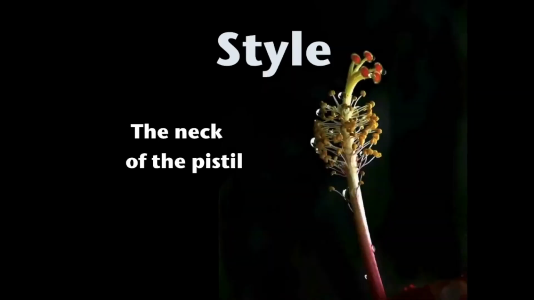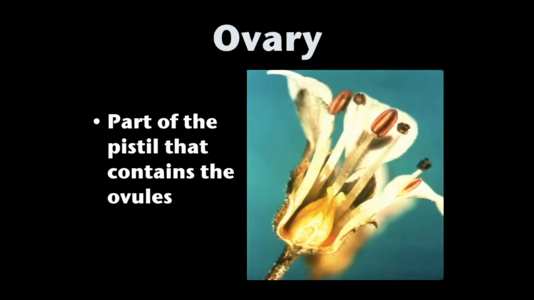The style is the tube that the pollen has to travel down. The pollen will make a little pollen tube, and this is going to dig through the style, which is the neck of the pistil. And then we have the ovary. The ovary is at the very bottom. This is very close to the stem. This contains the ovules or the unfertilized seeds.